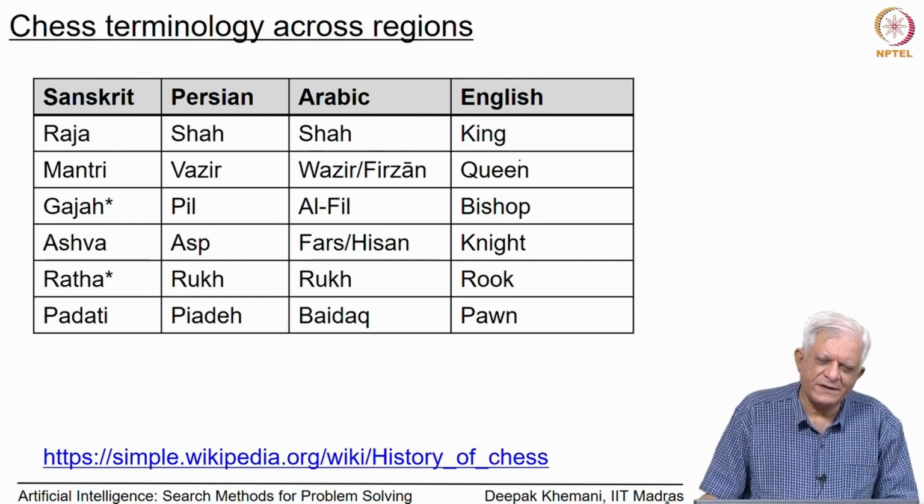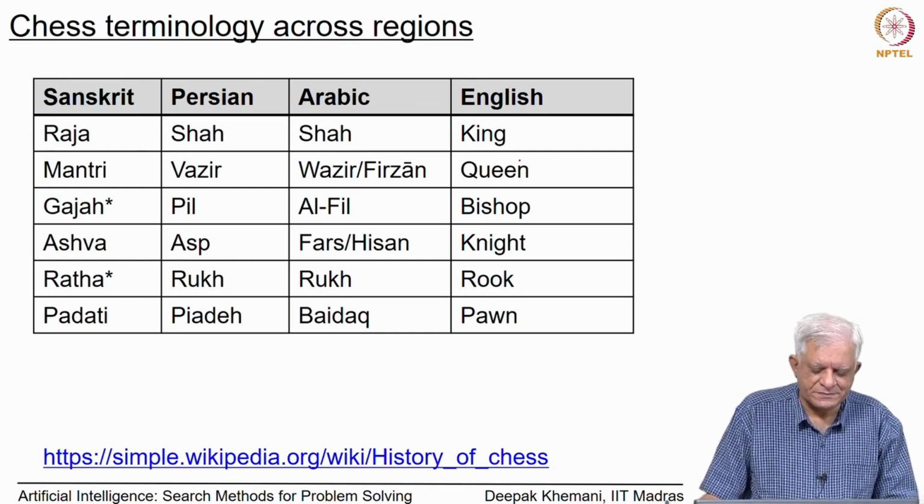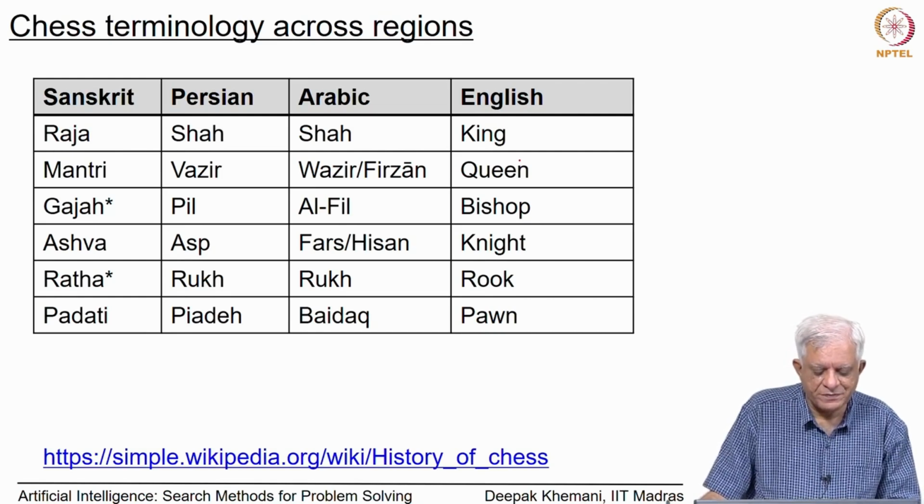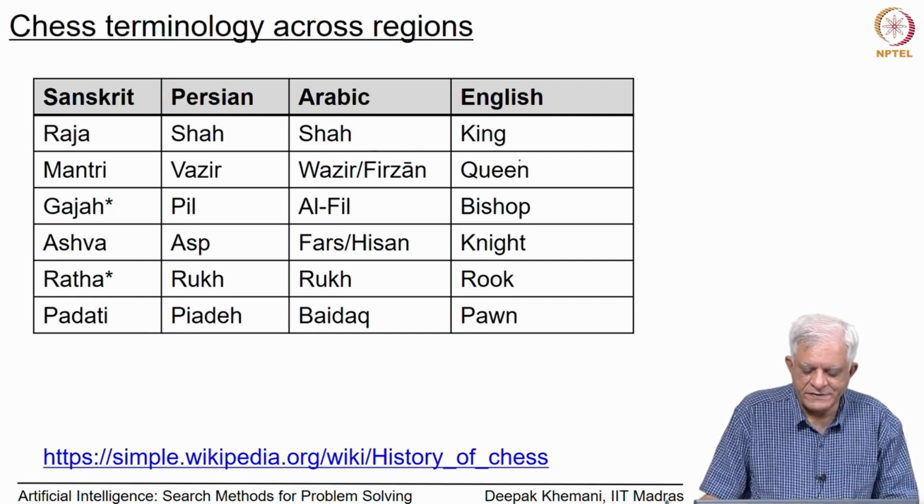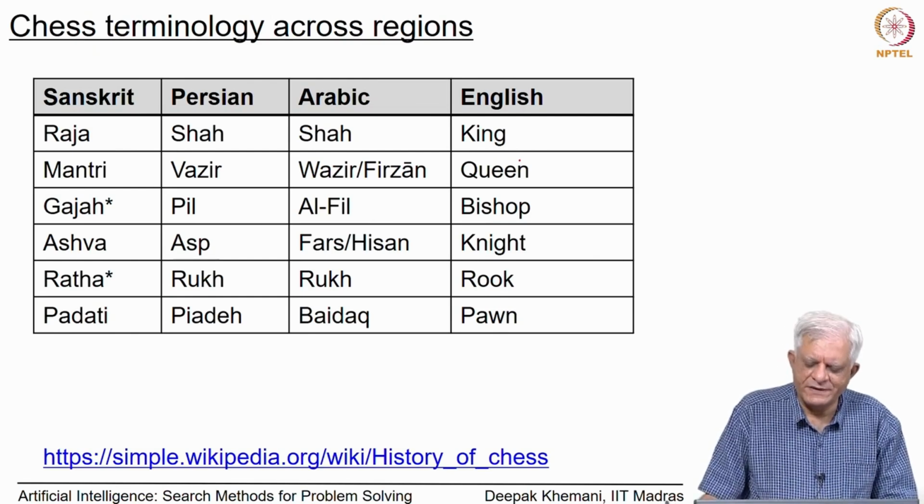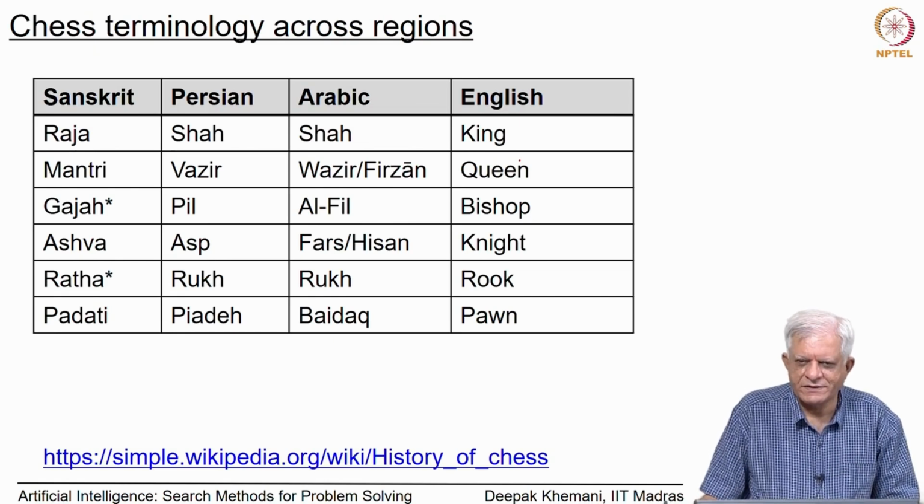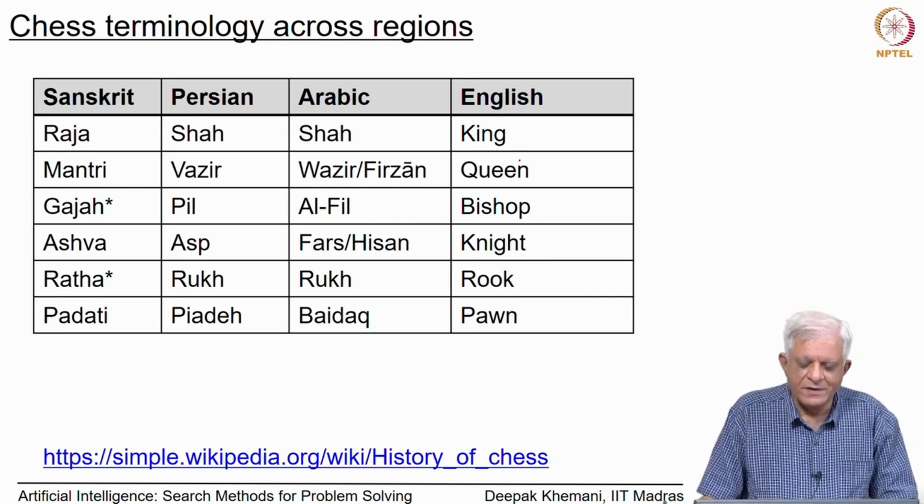Mantri. So, the Indian original chess, which was modeled as a war game, the Mantri was the advisor essentially, and in Persian it was called Wazir, which is another name for Mantri, and Firzan also in Arabic. In the European world, for some reason they moved from advisor to queen. Instead of minister, it became the queen.